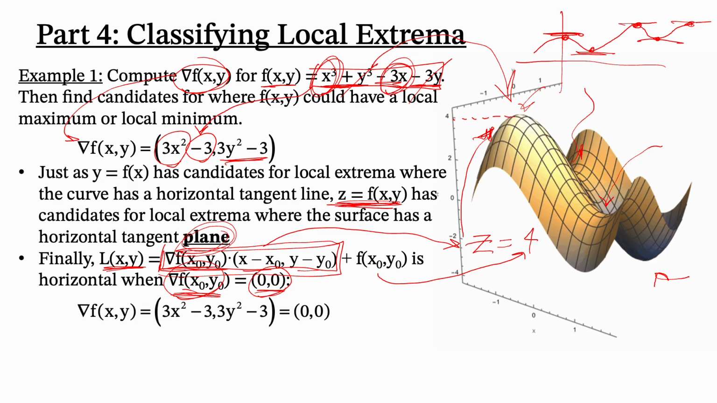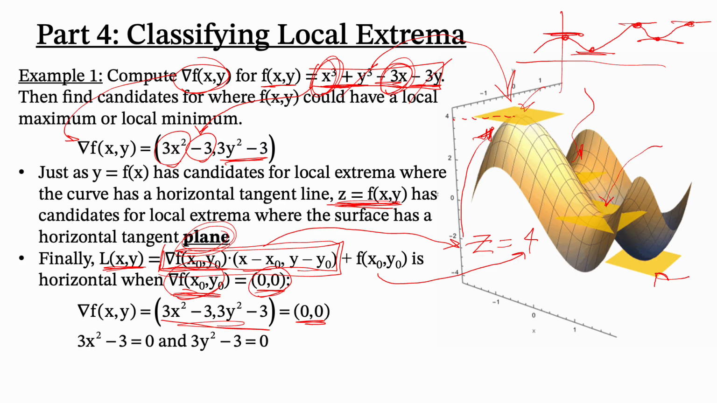So what I'm going to do is take my equation for my gradient, which in this case is the vector 3x squared minus 3 comma 3y squared minus 3, and set it equal to 0, 0. I'm going to solve those two equations, so I'm going to thread this out. My x component equation turns into 3x squared minus 3 equals 0. The y component turns into an equation of 3y squared minus 3 equals 0. And I'm going to solve each of them. I'm not going to show you the steps.